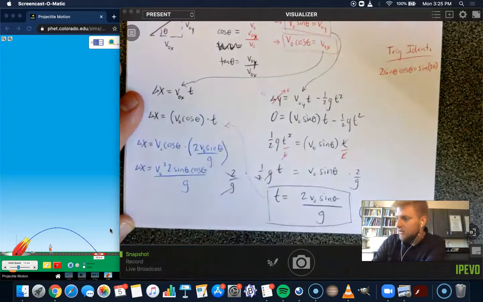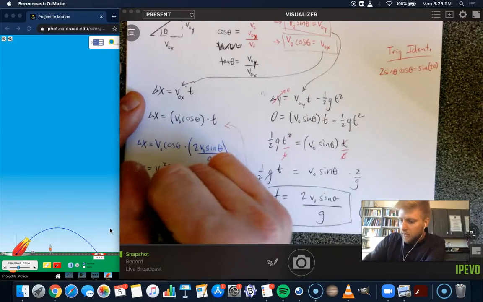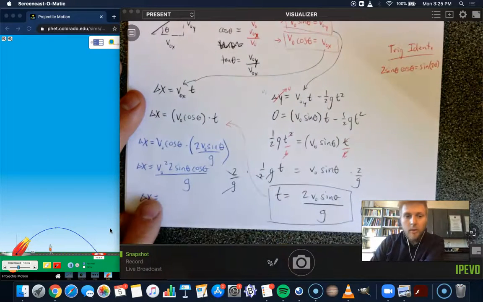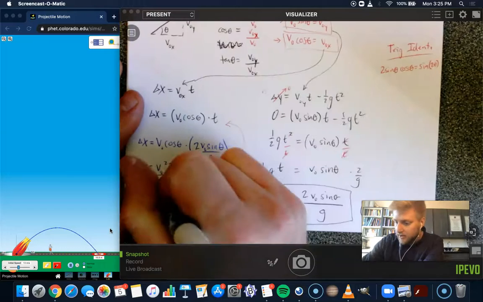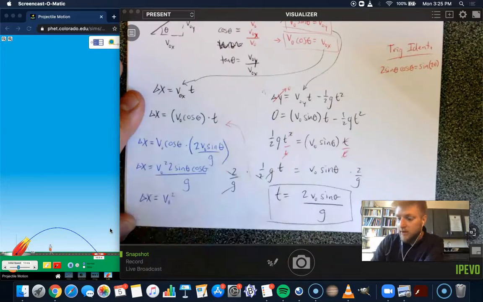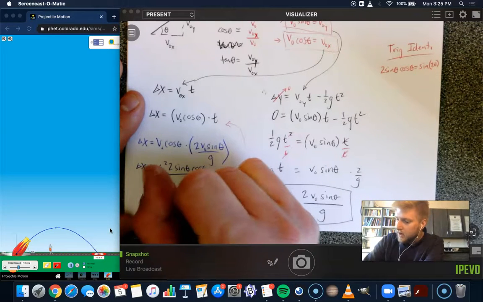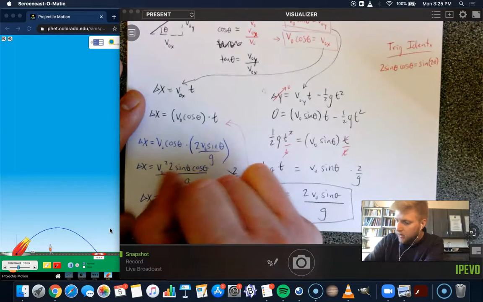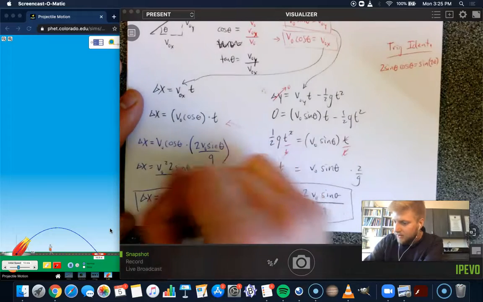This is the actual last step. So the x displacement, so where will the ball land, is the following: v naught squared, pardon me, then we'll do our substitution, sine 2 theta all over g, and that is it.